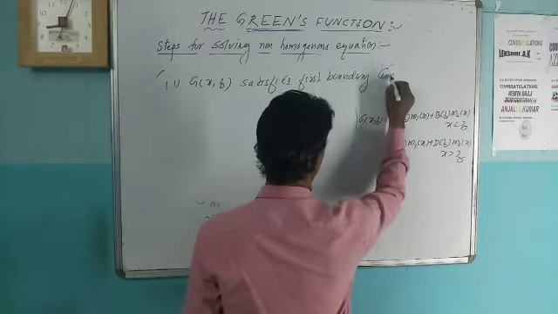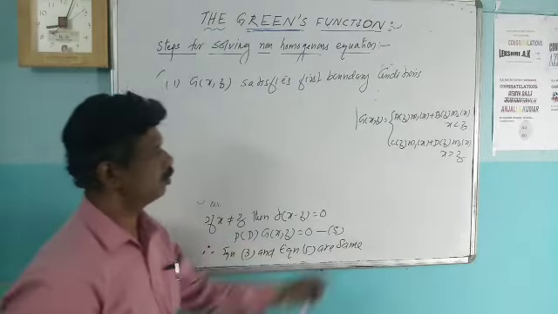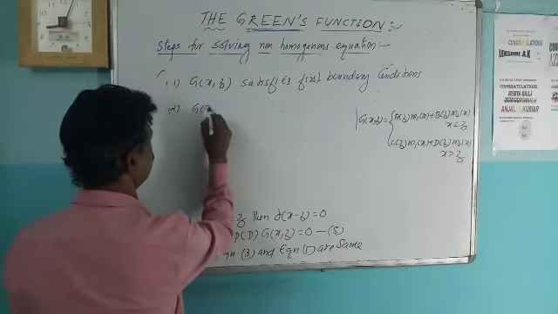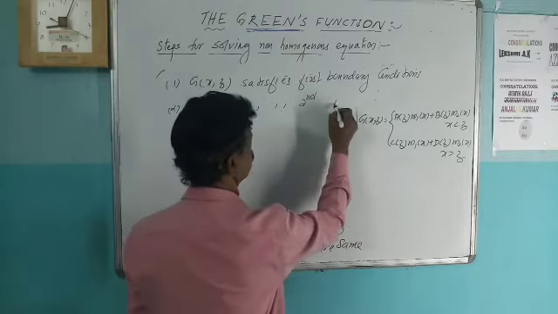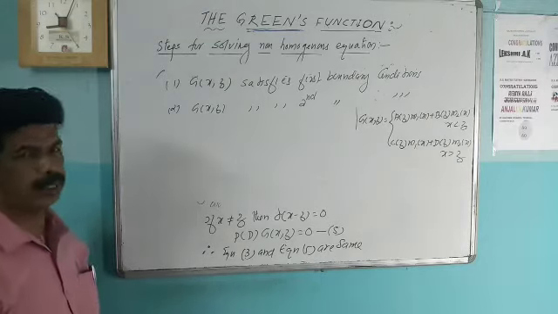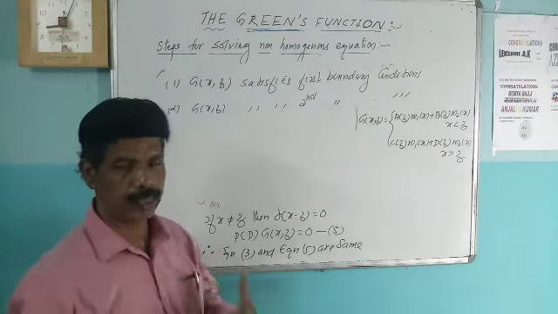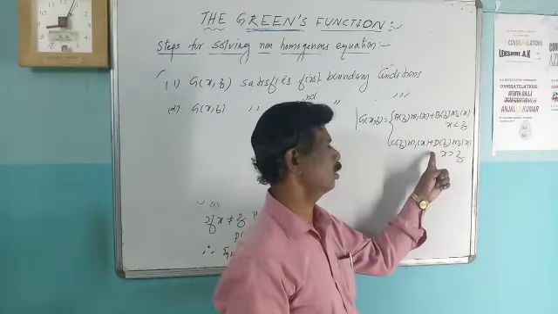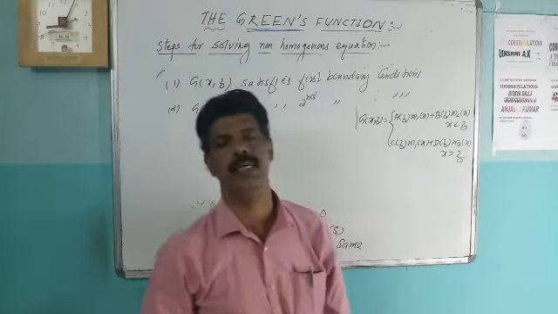First boundary condition means x less than z. In this case only you have to apply it. And second, g of x satisfies the second boundary conditions. In the question there will be some conditions: the first boundary condition you apply in the first case, and the second boundary condition you apply in the second case. That is, first case means x less than z, and second case means x greater than z.